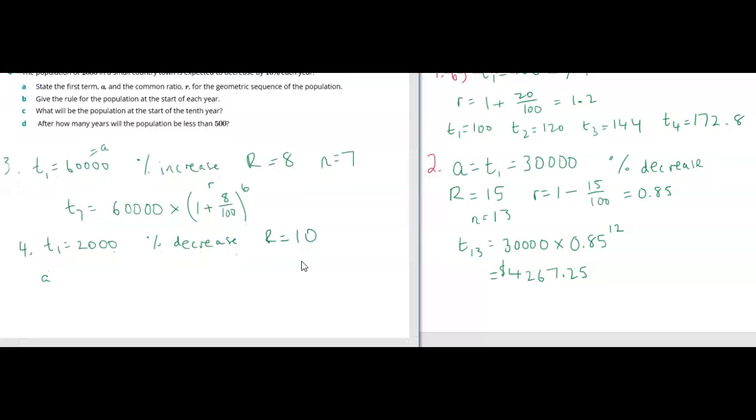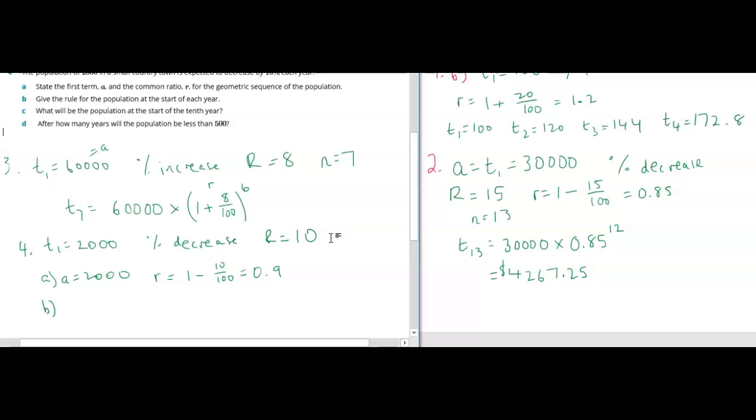Okay, so your first term we've already recognized. So A is 2,000. R, because it is a decrease, it's 1 minus 10 over 100, which is 0.9. Give the rule.